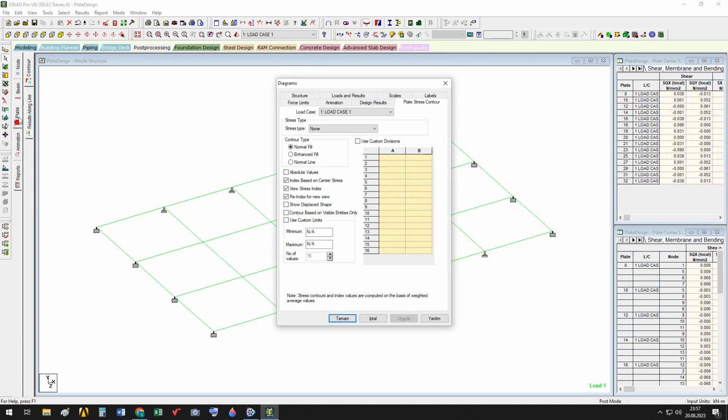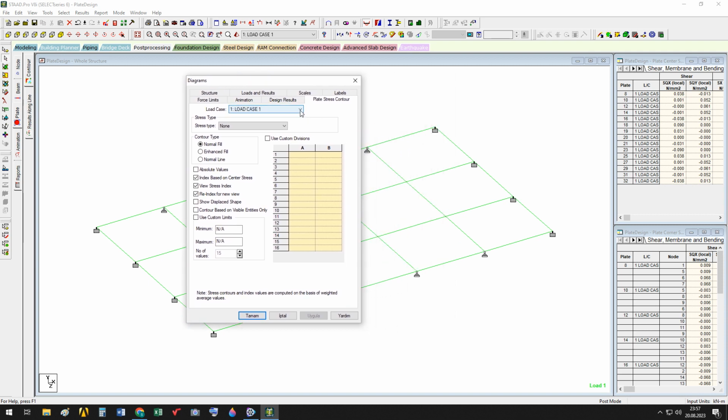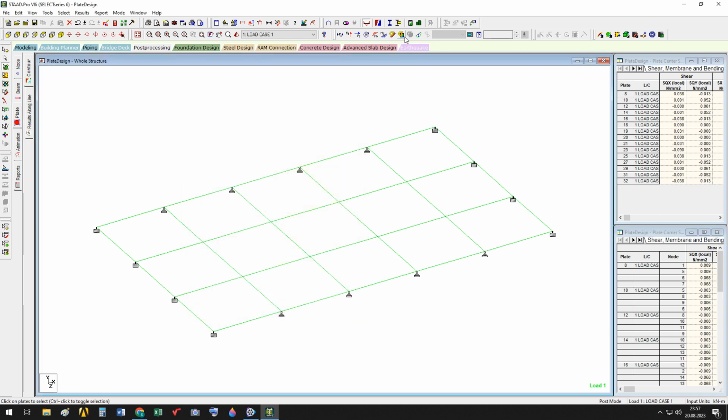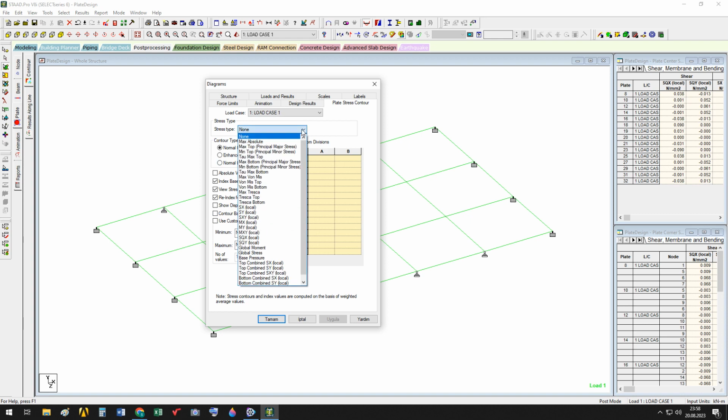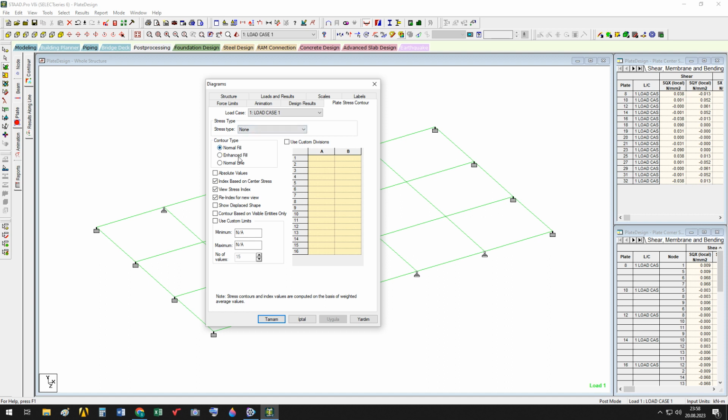Now for plate elements, we encounter this table. We have just plate stress contours. We will watch with this table. If I say no and click on here, I will encounter the same table. We will use this table to see the stresses and moments developed on the plate elements. Now from here we can select some stresses or internal forces. The contour type can be selected from here, and we can change some options from here.